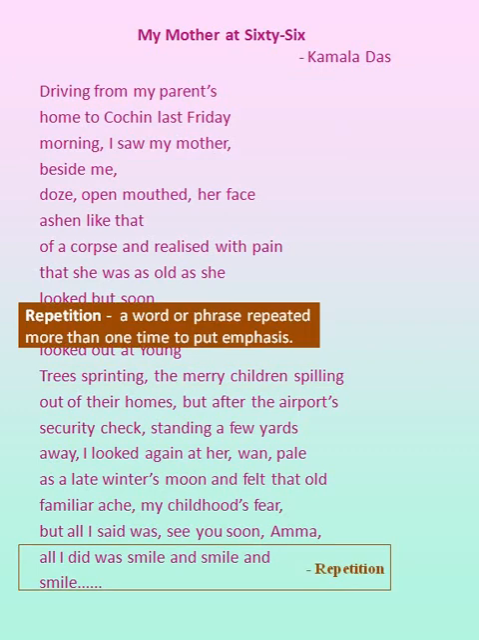In the last line, repetition is used. Repetition means a word or phrase repeated more than one time to put emphasis. So in the last line, "all I did was smile and smile and smile," the word smile is repeated. Actually, it is an ironical statement where the poet hides her tears behind the smile. Hence the figure of speech is repetition.